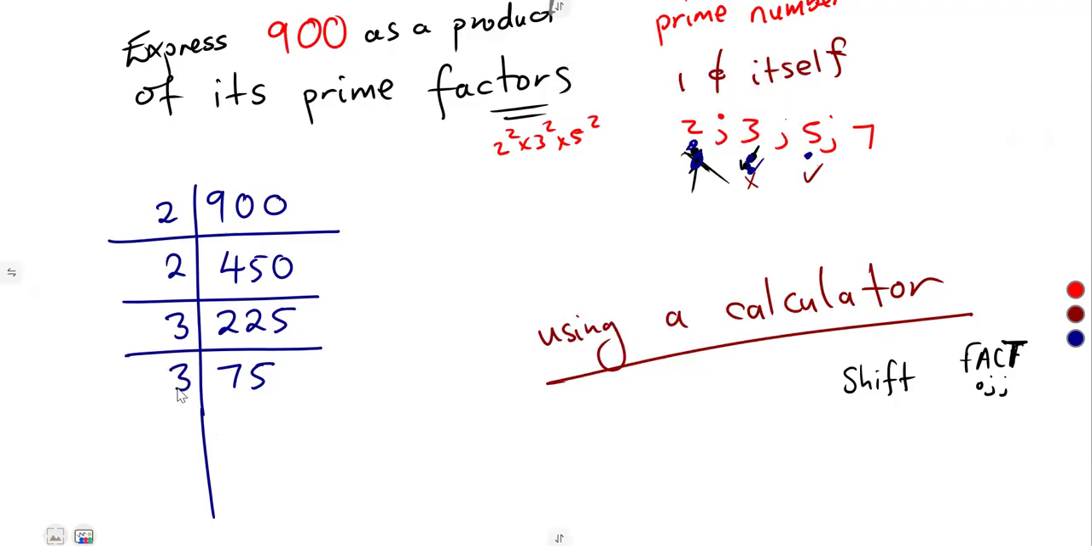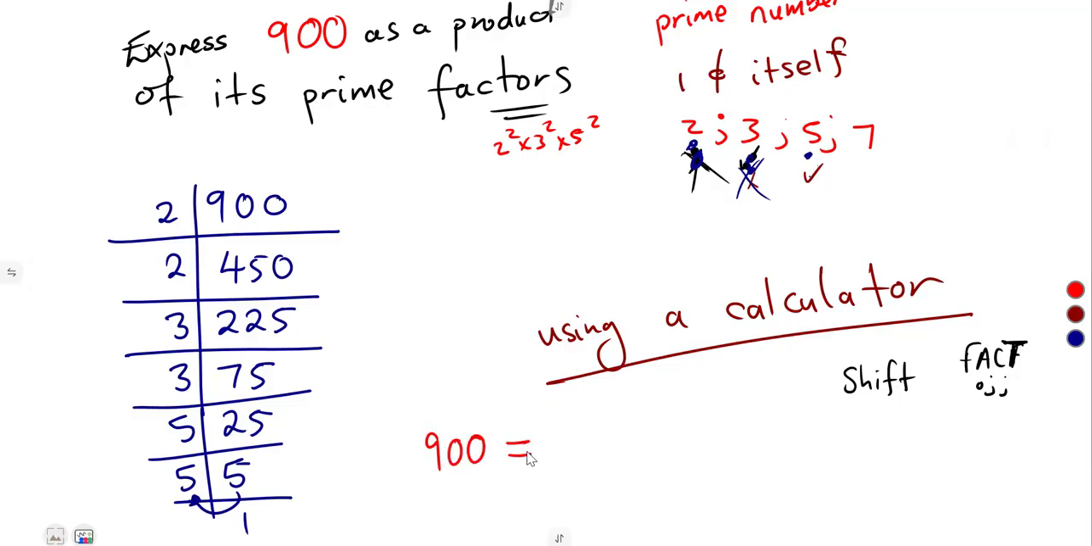So 3 is a factor. 75 divided by 3 gave us what? 25. 25, 3 cannot work. So we move on to 5. 25 divided by 5, that is 5. 5 is a prime number, so 5 divided by 5 here is what? Is 1.